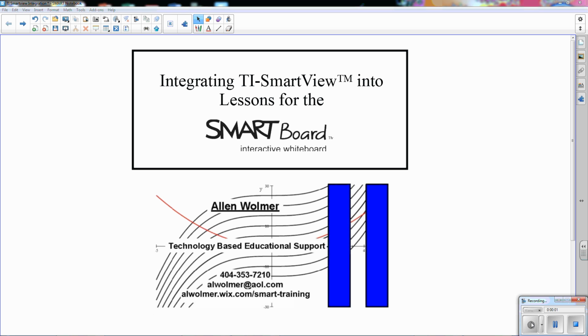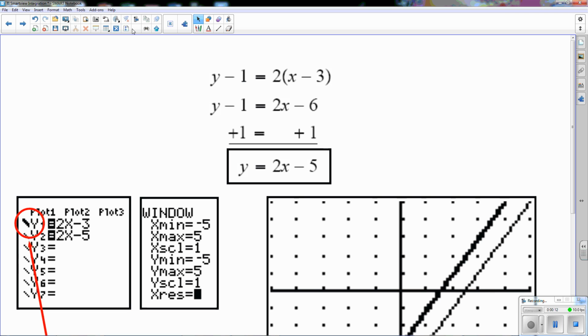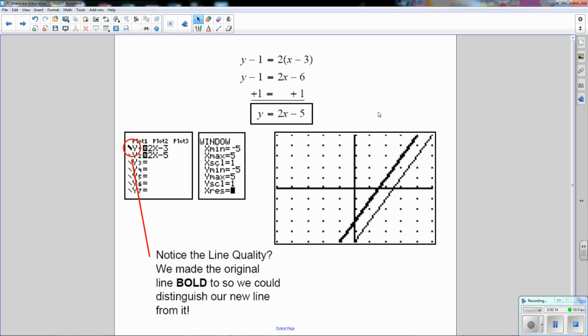This is Al Walmer, and today's video is about integrating TI-SmartView emulator software into your Smart Notebook lessons. In this particular lesson, we are looking at parallel and perpendicular lines, and we want to show that parallel lines have the same slope and perpendicular lines have negative reciprocal slopes.